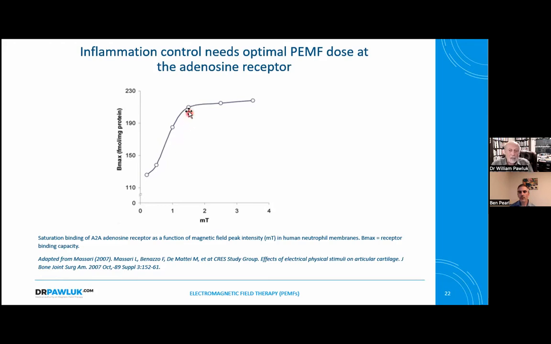So what happens here, even though the magnetic field intensity keeps going, there's no further action on the adenosine receptor. So basically, there's no harm either. It's wasted energy. That's all it is. It's not harmful energy. It's wasted.